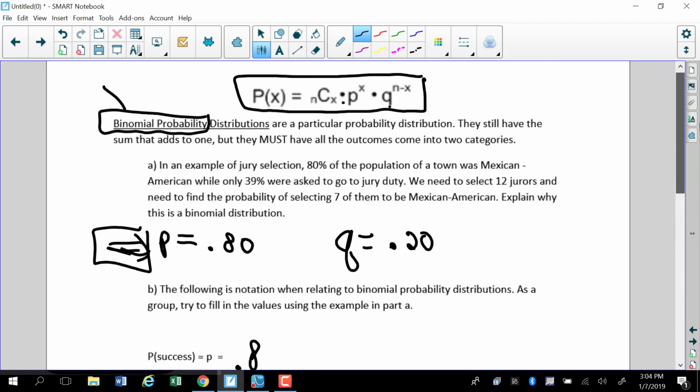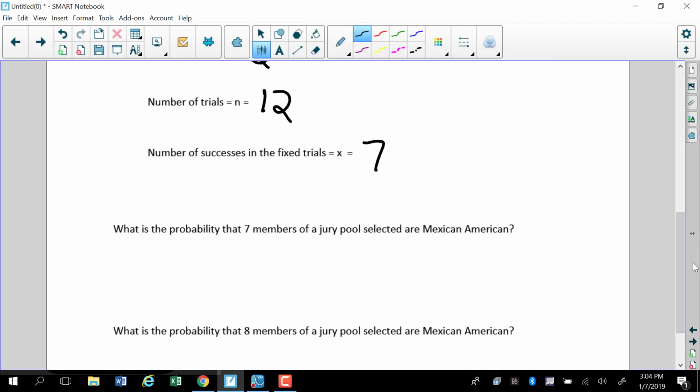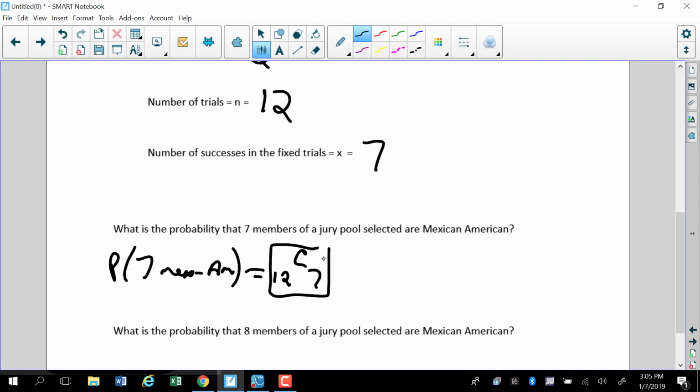This is where this formula comes in. And the formula is just going to be, so the probability of 7 Mexican Americans on the jury is going to be 12C7. And I will explain this shortly in a second. Now, the probability of success is 0.8. So that's our P, 0.8. And we're going to have 7 of them, right? And then 0.2, which is they're not Mexican American, so there's 5.